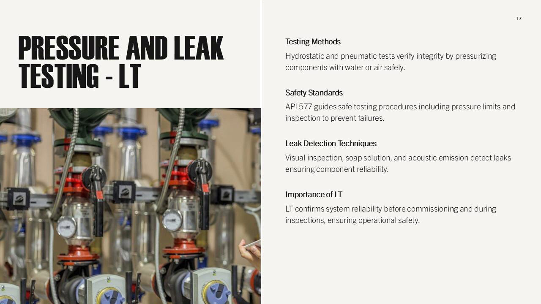Pressure and leak testing, or LT, verifies the integrity of pressure-containing components such as pipelines and vessels. Common methods include hydrostatic testing, where the component is filled with water and pressurized, and pneumatic testing using air or gas. API 577 specifies procedures for conducting these tests safely, including pressure limits, hold times, and inspection for leaks. Leak detection can involve visual observation, soap solution, or advanced techniques like acoustic emission. LT ensures that components can withstand operating pressures without leakage or failure.